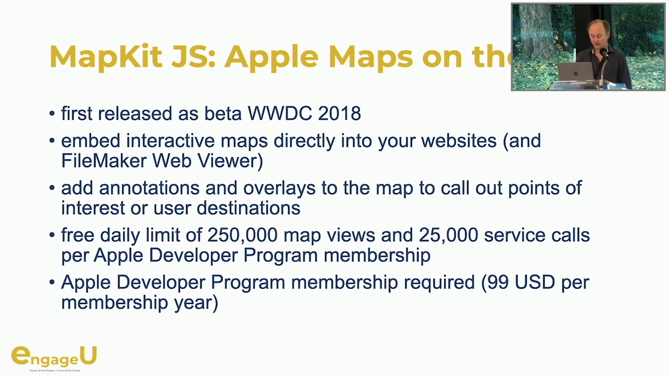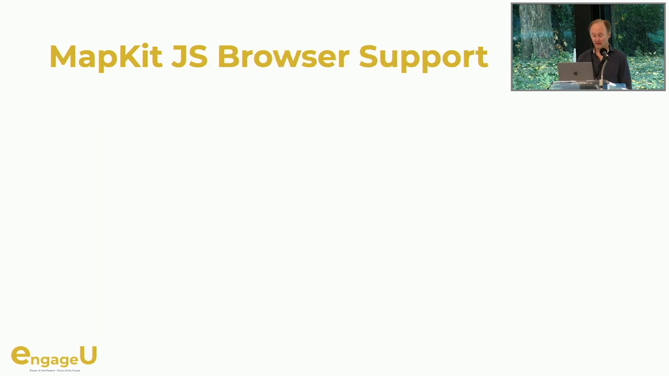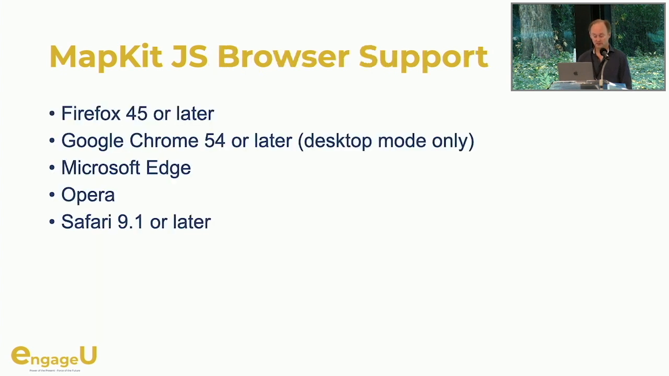In terms of browser support, it supports all the current popular shipping versions of the big browsers these days. And we know that the web viewer in FileMaker 20 at least supports the WebKit engine on macOS, which Safari uses, and the Edge engine on Windows, which Microsoft Edge uses. So by extension, we can then embed these maps into a web viewer, just like we can with Google Maps.